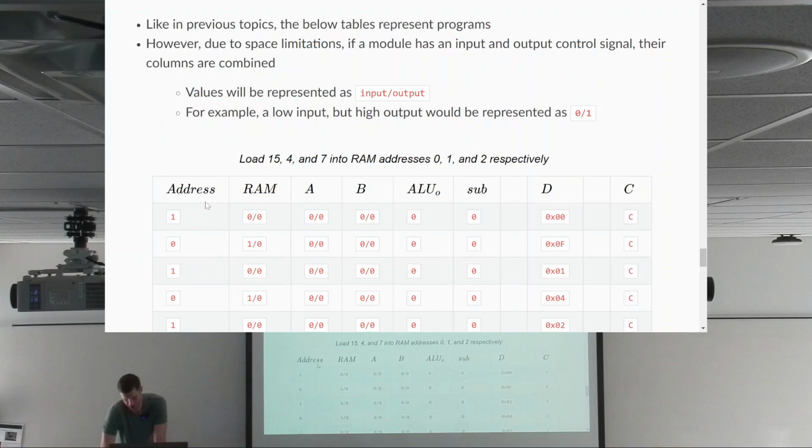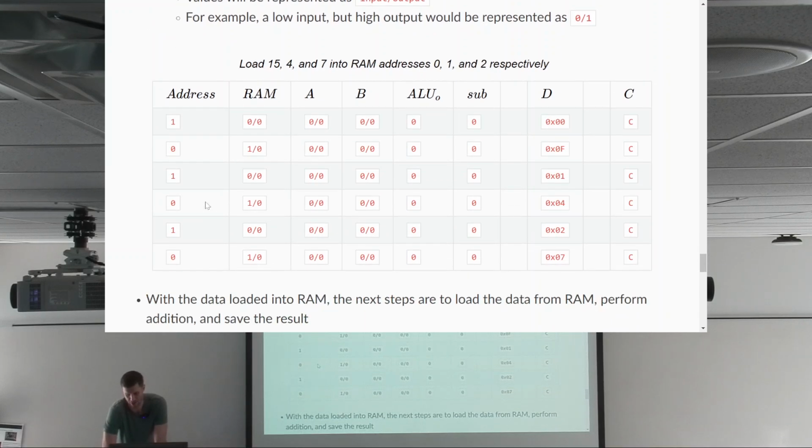And you might notice too that, okay, load 15 into address 1, that took multiple steps. Even though it's one instruction, load the value 15 into address 1, there were actually several steps. I needed to specify the address, then load the value in. That took 2 clock pulses.